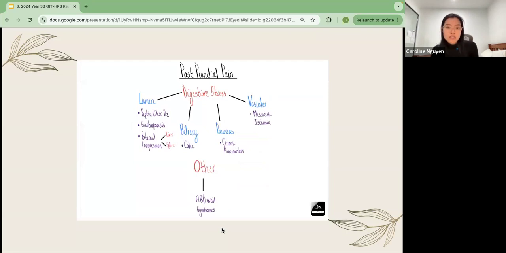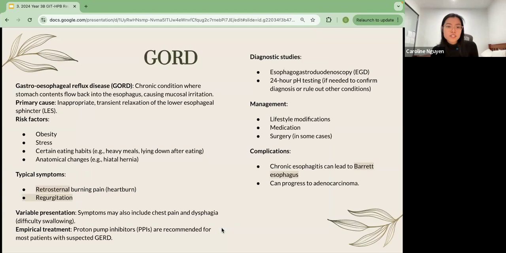Okay, GORD. GORD is a gastroesophageal reflux disease, and some of the causes or risk factors are obesity, stress, eating habits, like people who lie down after meals, and anatomical changes like hiatal hernias. The reason why obesity is a risk factor is because of the increased abdominal pressure, as well as people with obesity also are more likely to have problems with the lower sphincter. So, lower sphincter in the esophagus. So typical symptoms are buzzwordy, retrosternal burning pain, as well as regurgitation.